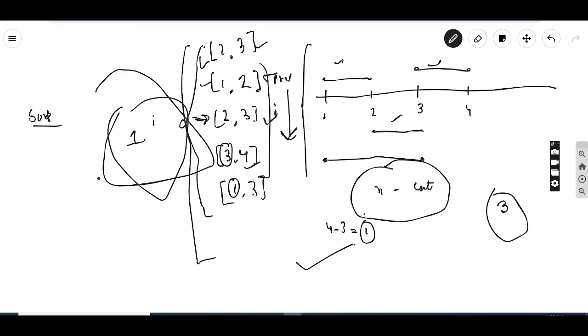So the solution is simple. Sort the intervals by the second integer, right? Then keep a count and keep another variable. Start comparing the intervals with the previous interval, right? The previous interval is the one where the ending point is less than or equal to the starting point of the current interval, right? And let's better understand it with one more example.